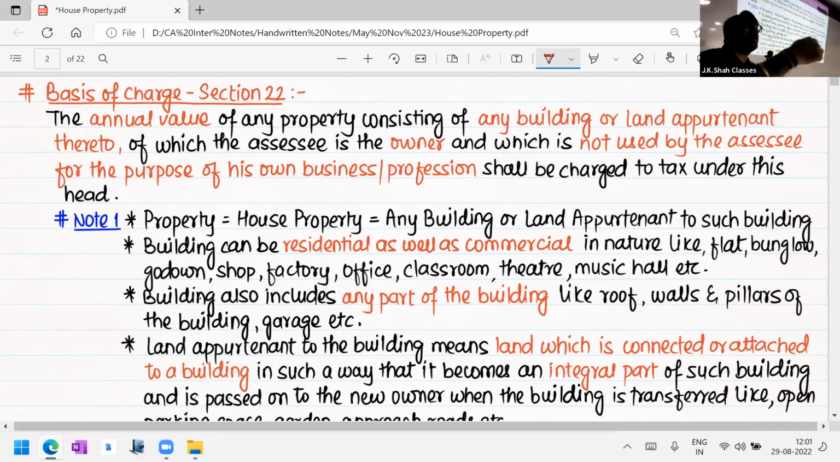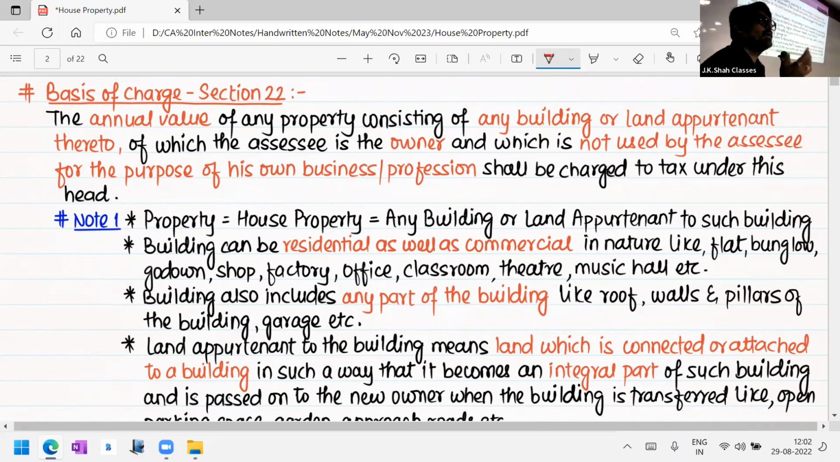And that house property which you are bringing under the head house property should not be used by your own business or profession. Only then will that house property come under this head. 3 conditions. Number 1, there should be a house property. Number 2, the assessee should be the owner of that house property. Number 3, that property shall not be used by the assessee for his own business or profession. So how many such properties do you have during the previous year? You identify all those properties, and you bring all those properties under this head.